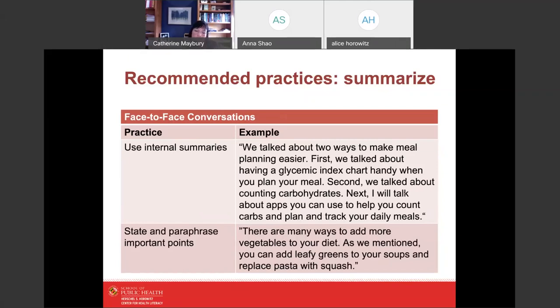And then another way to summarize is to state and paraphrase important points. So if you had conducted a class on adding more vegetables, eating healthier into your diet, we could say at the end of that lesson, there's many ways to add more vegetables in your diet. As we mentioned, you can add leafy greens to your soups and replace pasta with squash. So we're stating and paraphrasing the important points of our message.